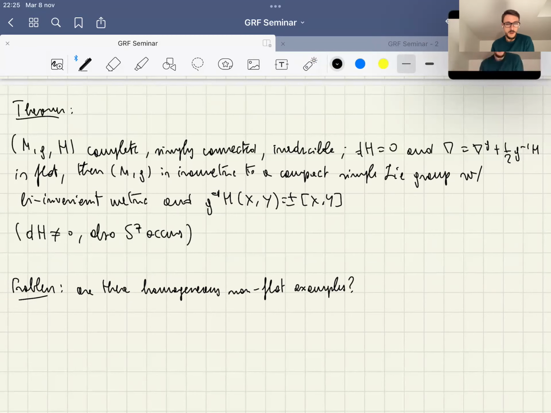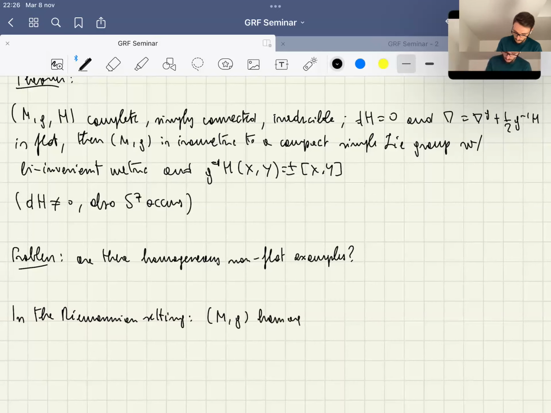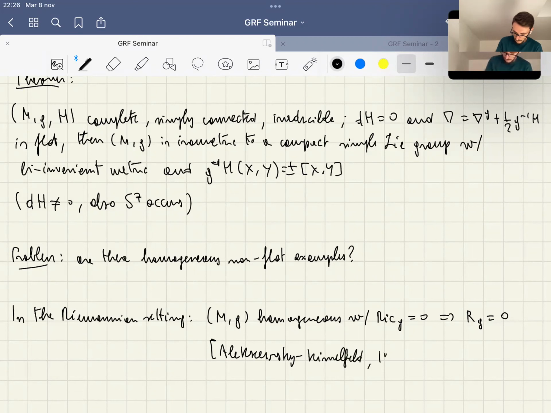And if you think about this problem, the similar problem in the Riemannian setting, then we know the answer. And this is given by a theorem by Alekseevsky and Kimelfeld, who proved that if we have a homogeneous Riemannian manifold such that the Ricci tensor of the metric is 0, then the metric and the manifold is actually flat. So this was proved by Alekseevsky and Kimelfeld in 1975.